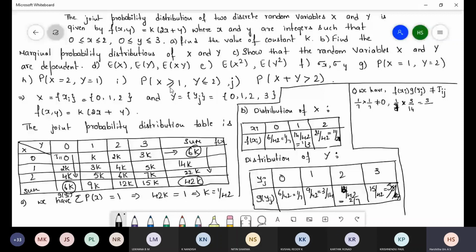98. But here when we see in the place of j12, when you replace k is equal to 1 by 42, we get j12 value as 1 by 42. So this is also not equal to 1 by 42. Like that all the values it won't satisfy. So we can write, hence random variables are dependent. If it is equal, then we can tell it is independent. If it is not equal, we can tell this one as dependent.